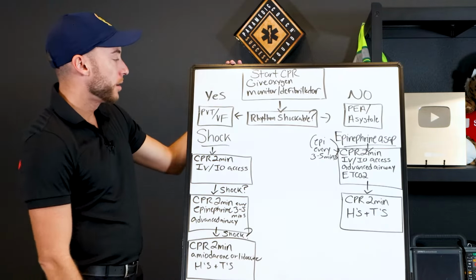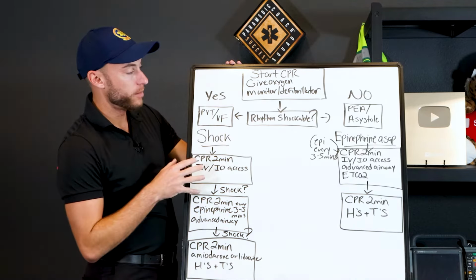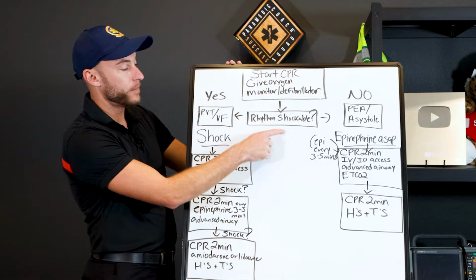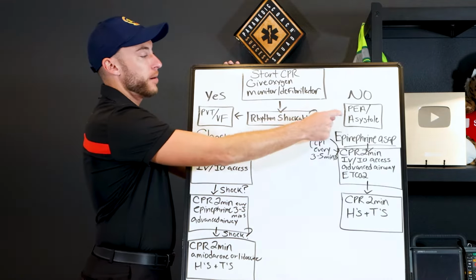Well, what if we're working this cardiac arrest, and from the very beginning, the rhythm wasn't shockable? We start off in PEA or asystole.